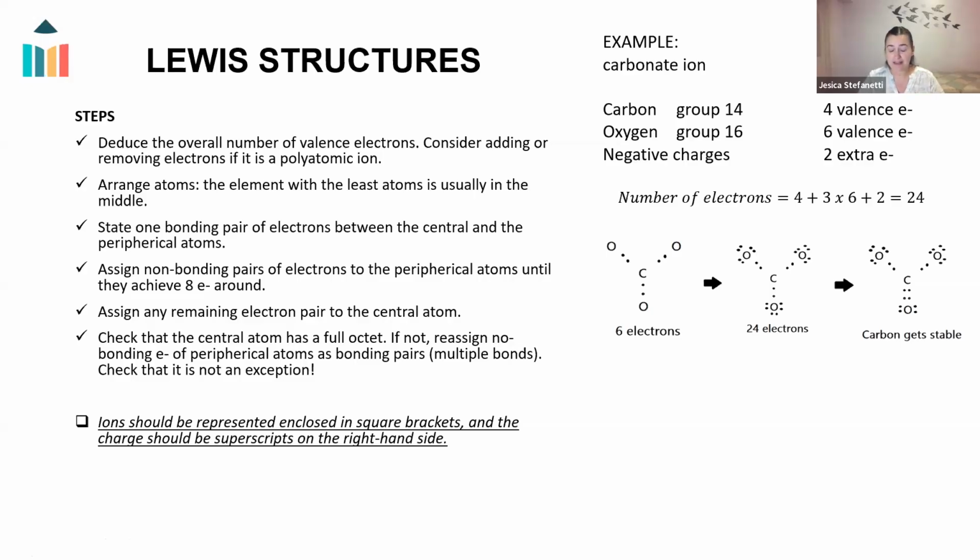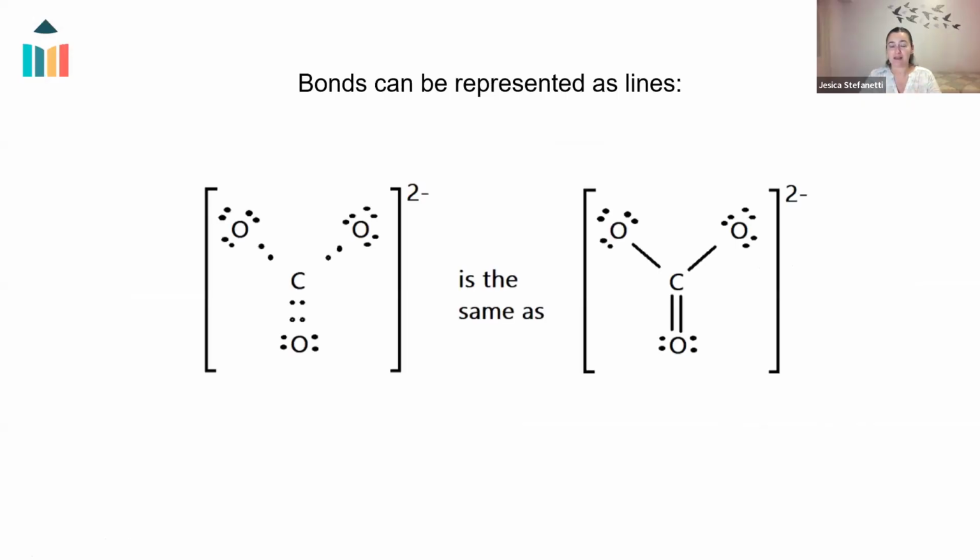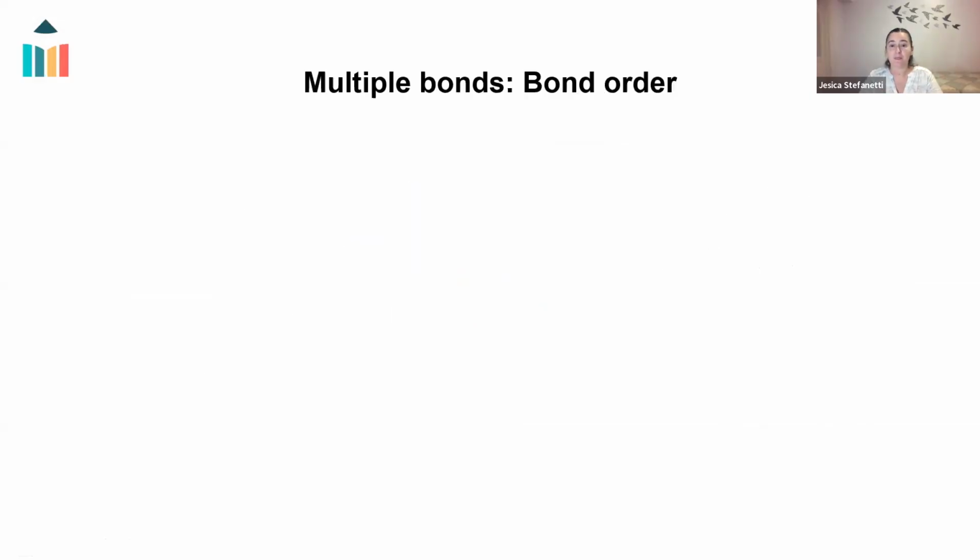We should never forget that if we have an ion, the ion must be represented between brackets and with a charge on top. So that would be the structure for the carbonate ion. Let's keep in mind that bonds can also be represented as lines. So you might see this kind of representation either in exams or books. Sometimes lines are used. It's just something that is fine. So in general terms, we will talk about it like that.